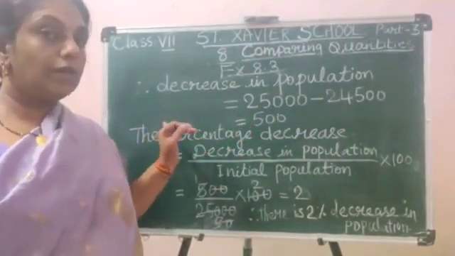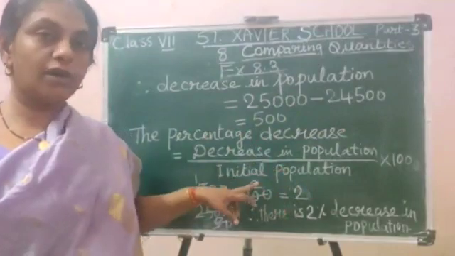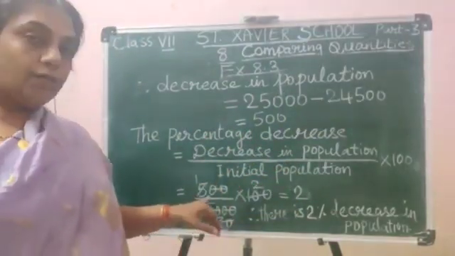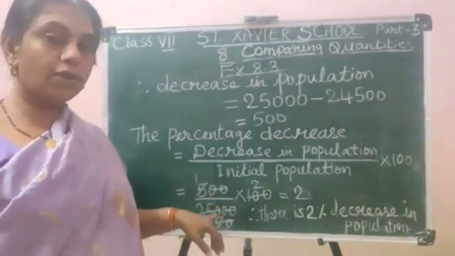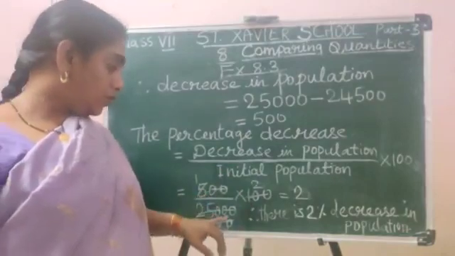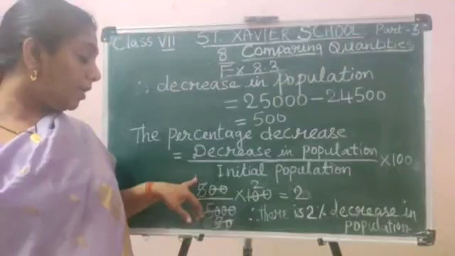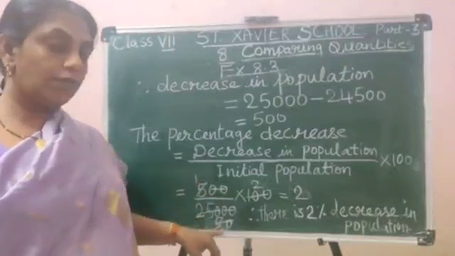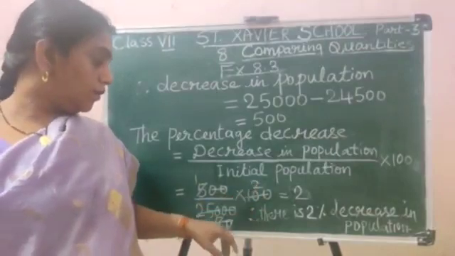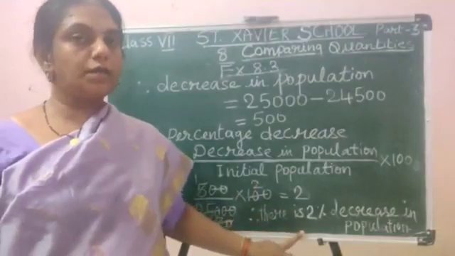Now you have to find the percentage. So percentage decrease equals decrease in population divided by initial population into 100. The decrease in population is 500 and the initial population is 25,000, into 100. When you simplify, 2 zeros will be cut. You are left with 5 and 250. In the 5 table, 1 time, and 250 is 50 times. So 50 and 100, when you simplify, it will become 2 times. 5 2s are 100. So it is 2. Therefore, there is a 2% decrease in population.